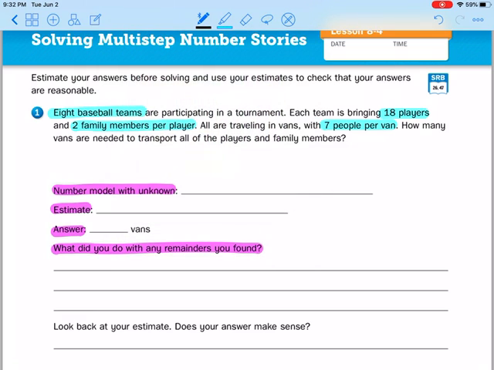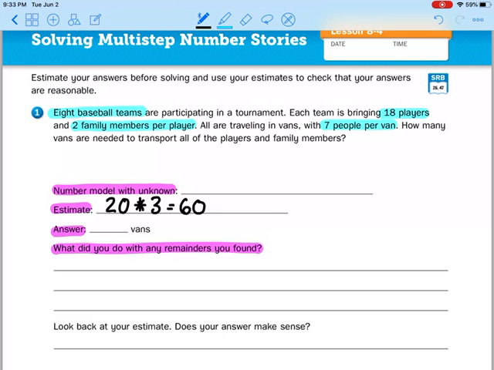Okay, so the first thing that we're going to do is the number model with the unknown. You actually could do your estimate first. So I know there's 18 players and 2 family members per player. That means the player plus their 2 family members is 3 people. So every person on the team has 3 people, themselves and their 2 family members, times 18. I can't do that in my head very quickly, so my estimate's going to be 20 times 3, because I can do that easier in my head, and I know that that's 60.